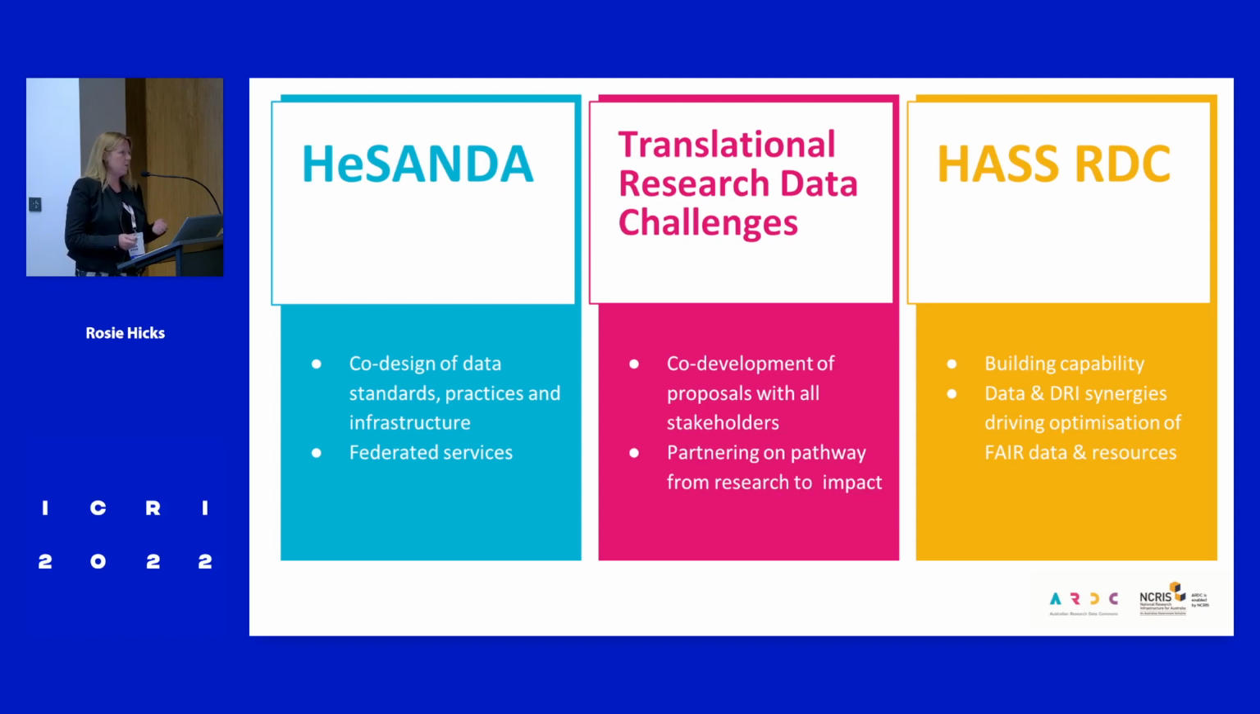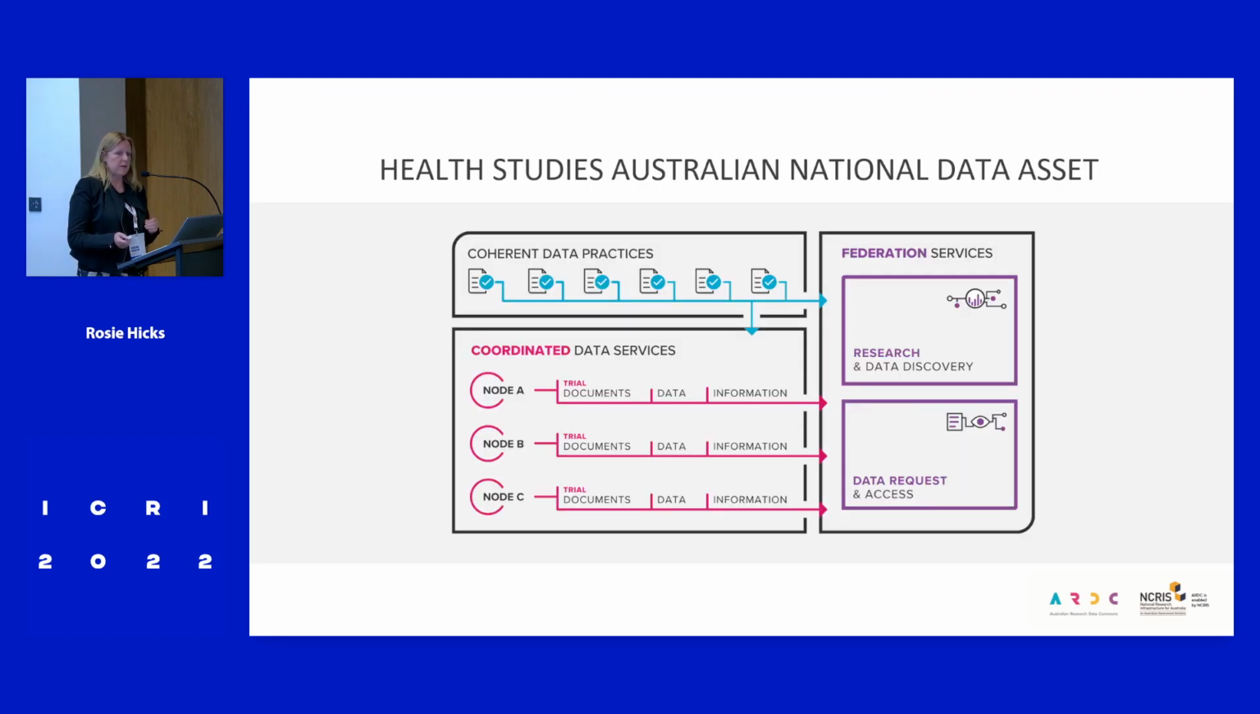Now, I'm hoping that I'll be able to share this pack through the organisers of ICRI, so the next couple of slides I won't dwell on. But there's something on the Hasanda, looking at the different components of that, the data services, federation, and coherent data practices. I would say it involves 72 different organisations across Australia.